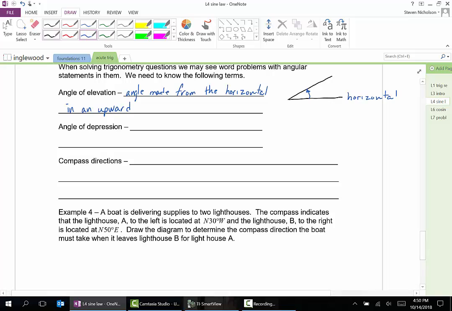Angle of depression is the angle made from the horizontal again in a downward direction. So again, an angle of depression, depressed, you're feeling down, right, would be this angle right here. And again, always from the horizontal.